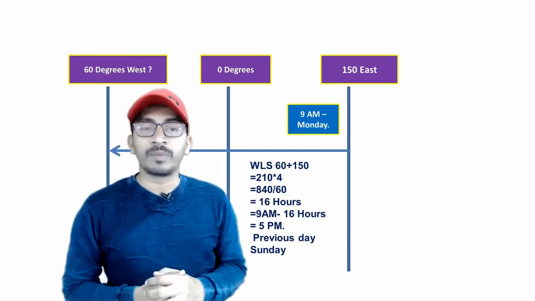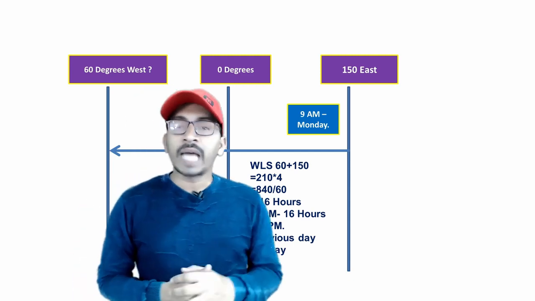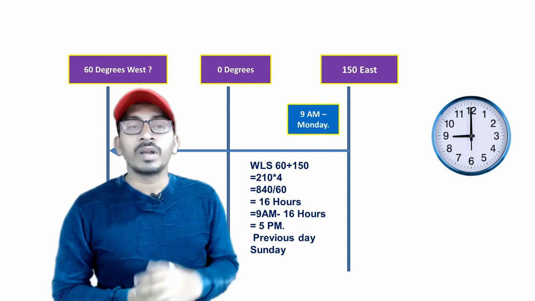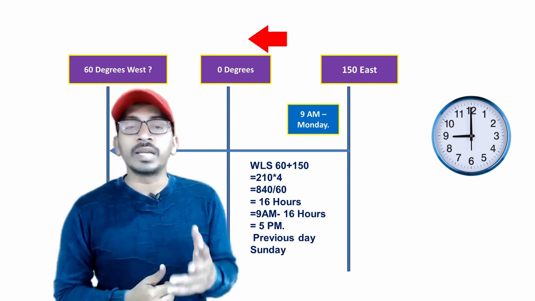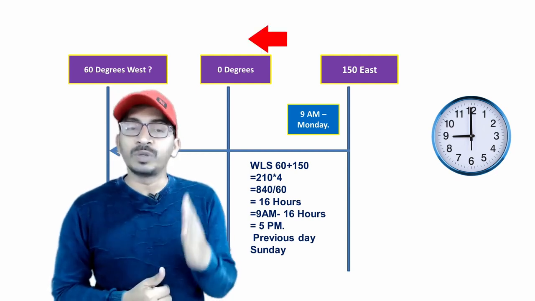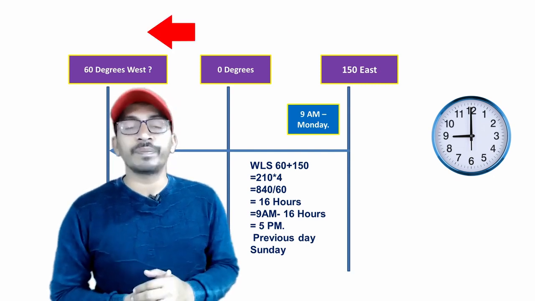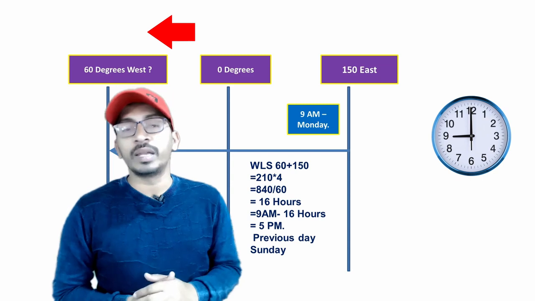Let's consider the second problem. The time at 150 degrees east is given, that is 9 a.m. Now we have to calculate the time at 60 degrees west. 150 to 0, 150 degrees, then 0 to 60, 60 degrees, total 210 degrees.